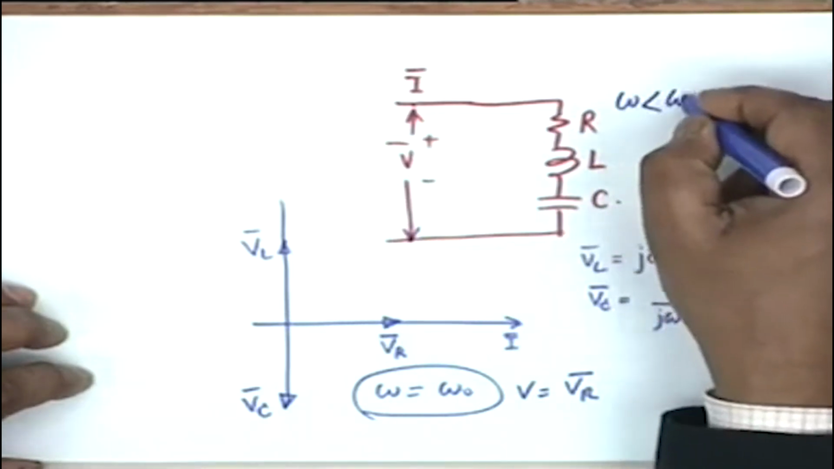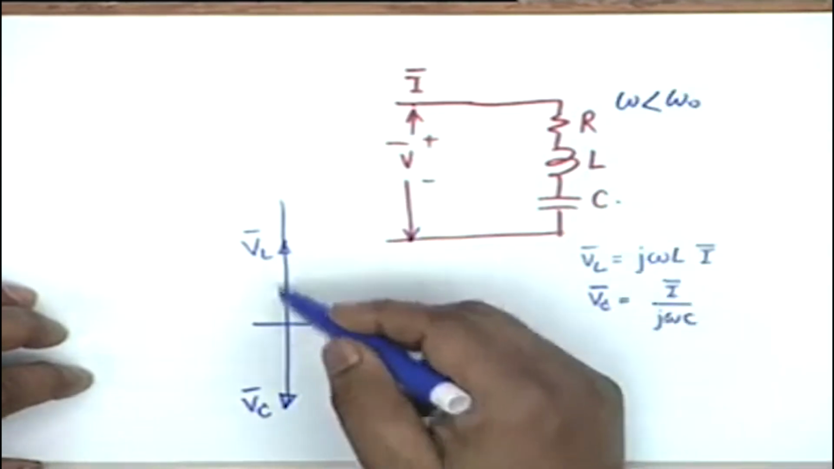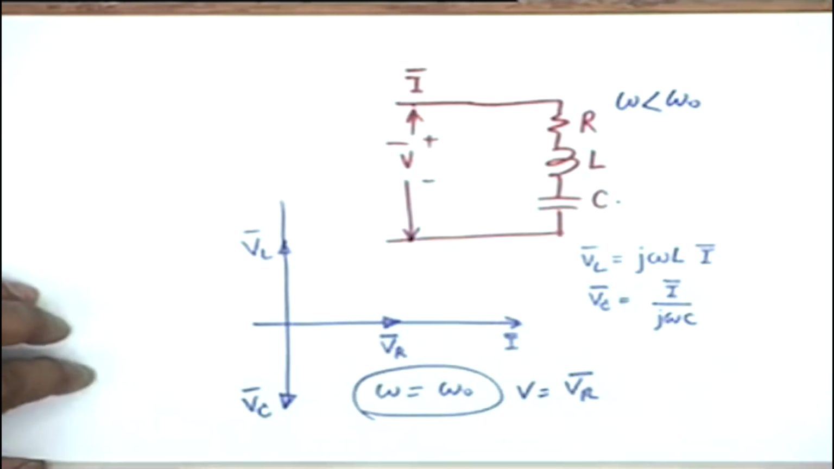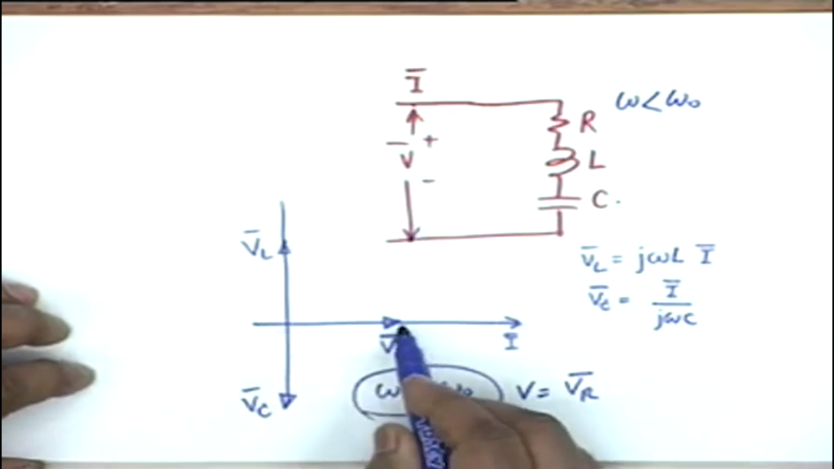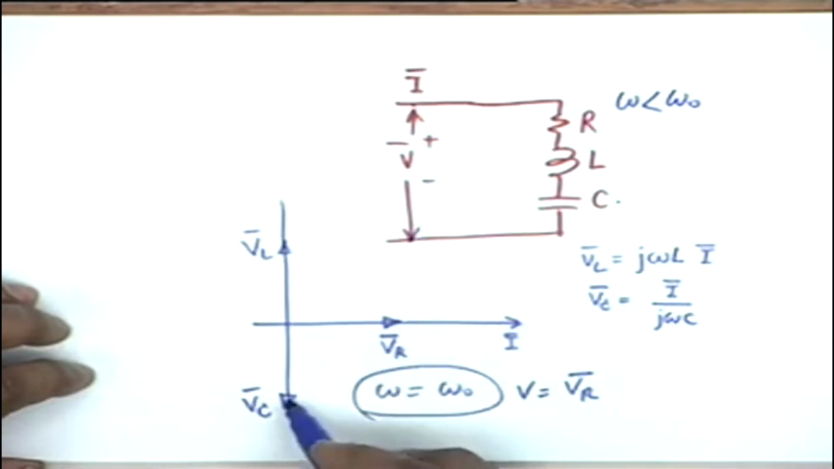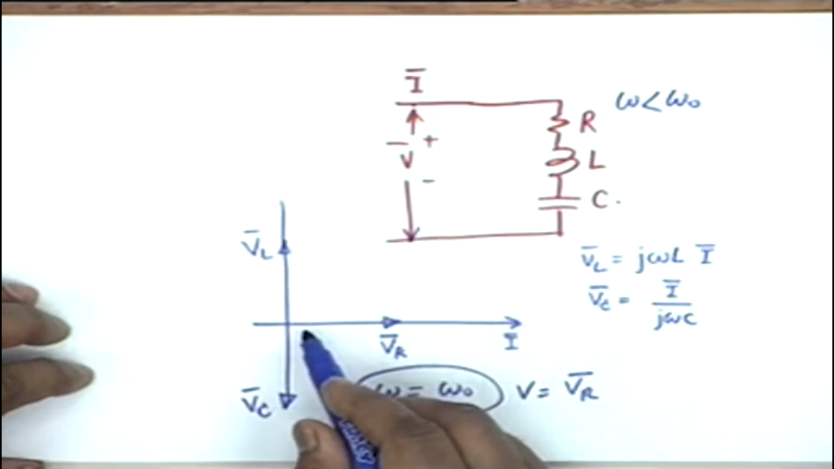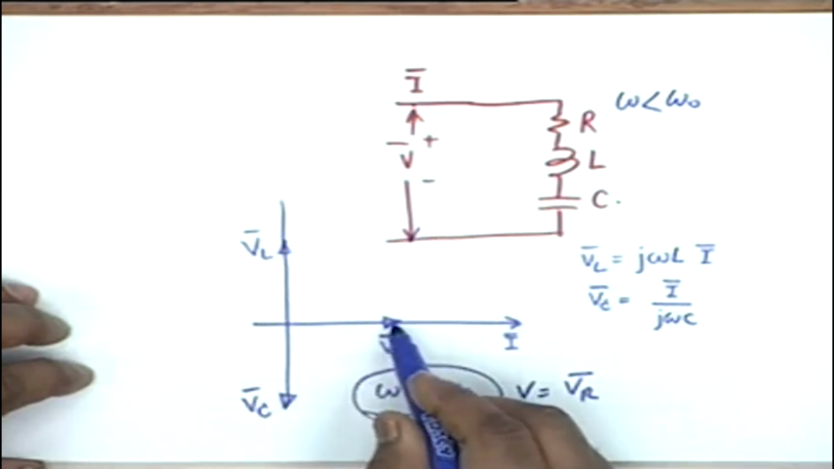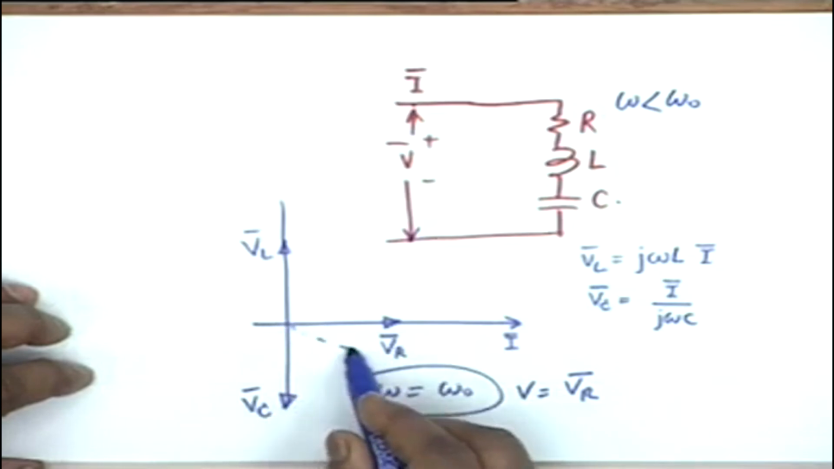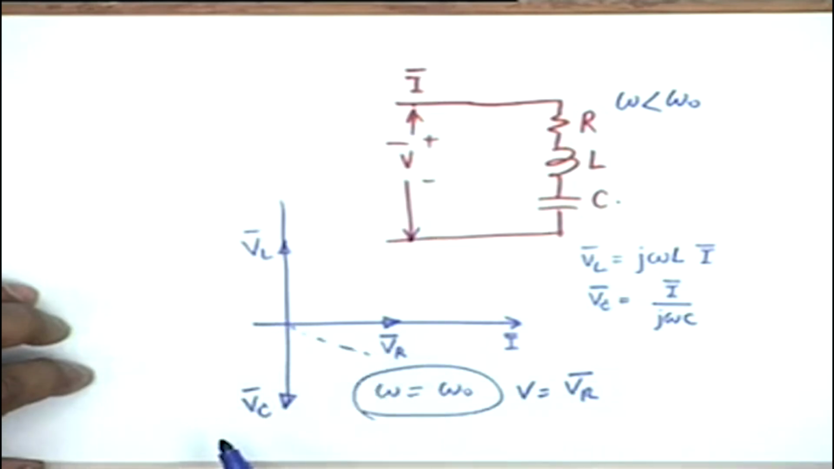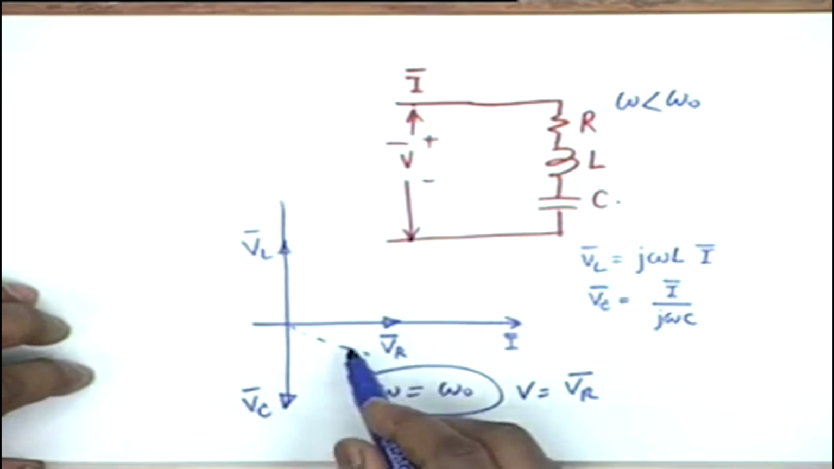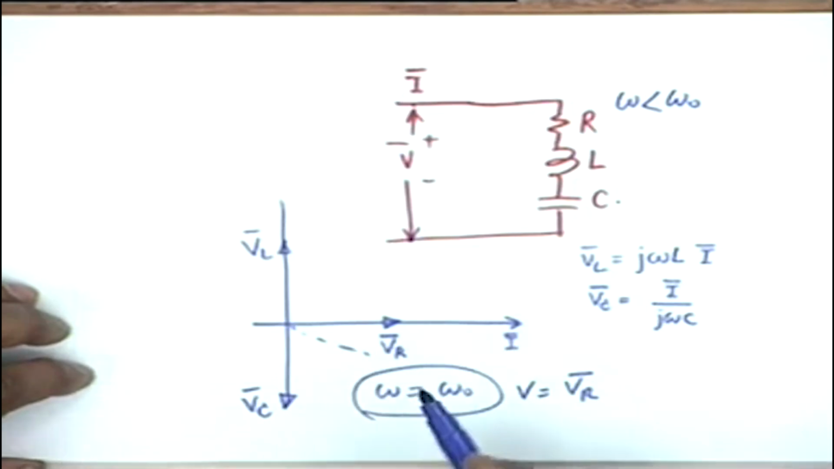If omega is less than omega 0, then which of these two phasors will have a greater magnitude? Vc, and therefore the resulting voltage would have been Vc minus VL, vectorially added to VR, and therefore the resulting voltage would have some direction like this, and it would have lagged the current I.